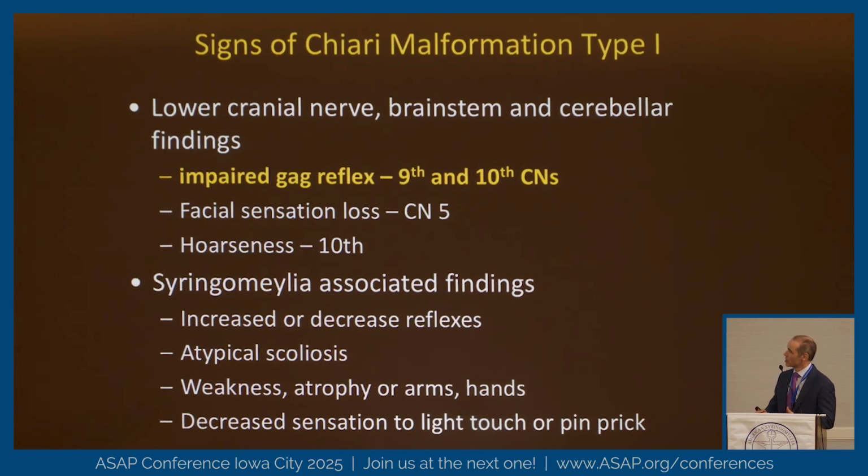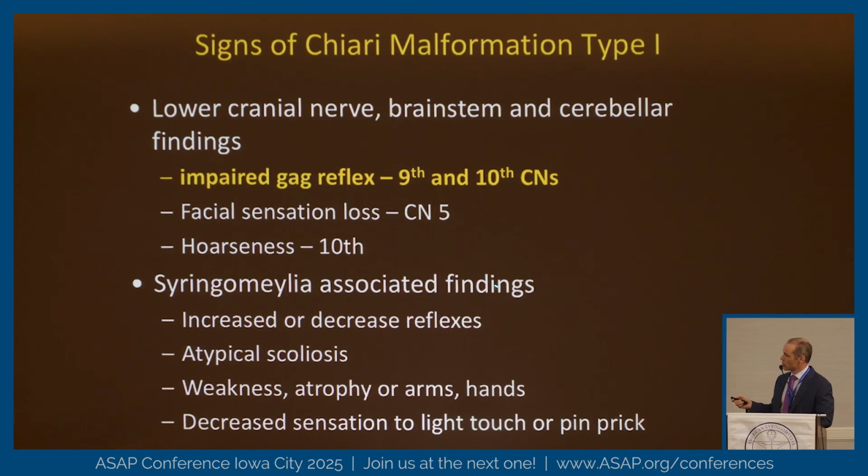So lower cranial nerves. These are the brainstem and cerebellar findings. Again, that impaired gag response. So very, very sensitive. Someone with even just a little bit of tonsillar descent and brainstem compression, you'll see facial sensation loss. That's cranial nerve 5, and hoarseness is not as common, but that's the 10th nerve.